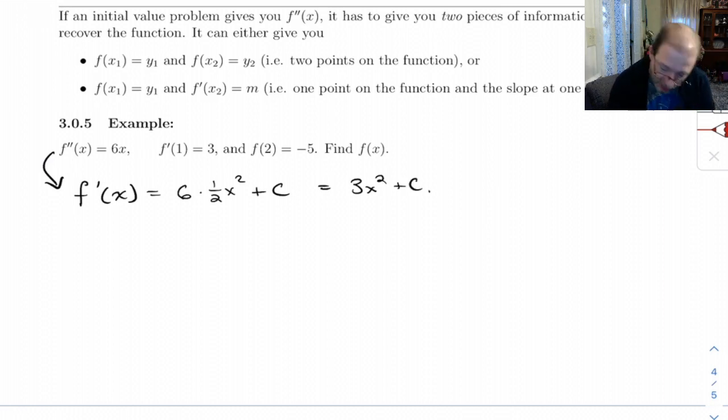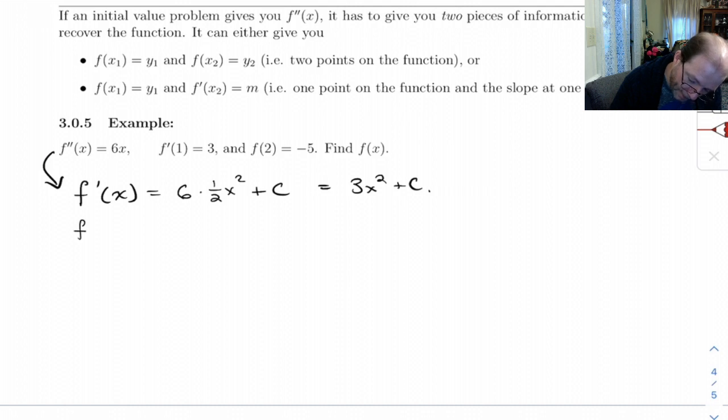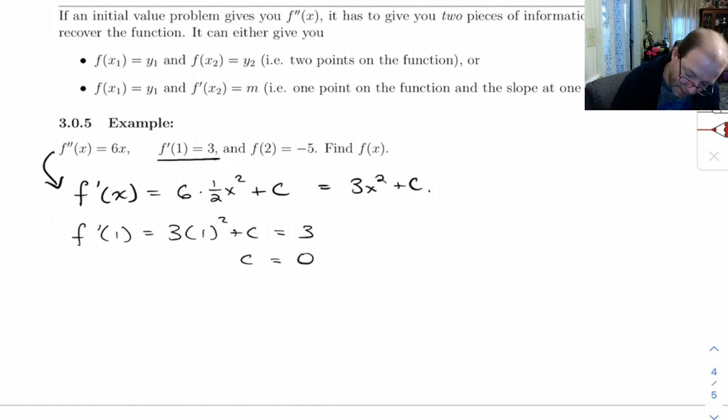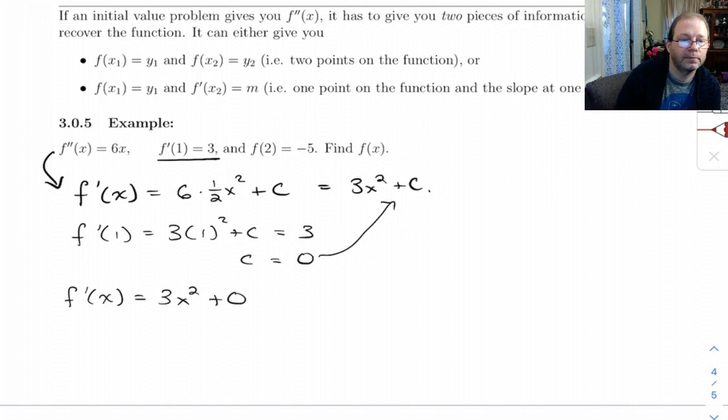Okay, now we're going to solve for this c. When I solve for c, I get f prime of 1 is 3 times 1 squared plus c, which is equal to 3. That's nice. It gives me basically c is equal to 0. So I'm going to plug it back in up here. So I've got f prime of x is 3x squared plus 0, because I'm filling in what that c is. Now I'm not actually going to write it since it's 0. I'm going to leave it off.